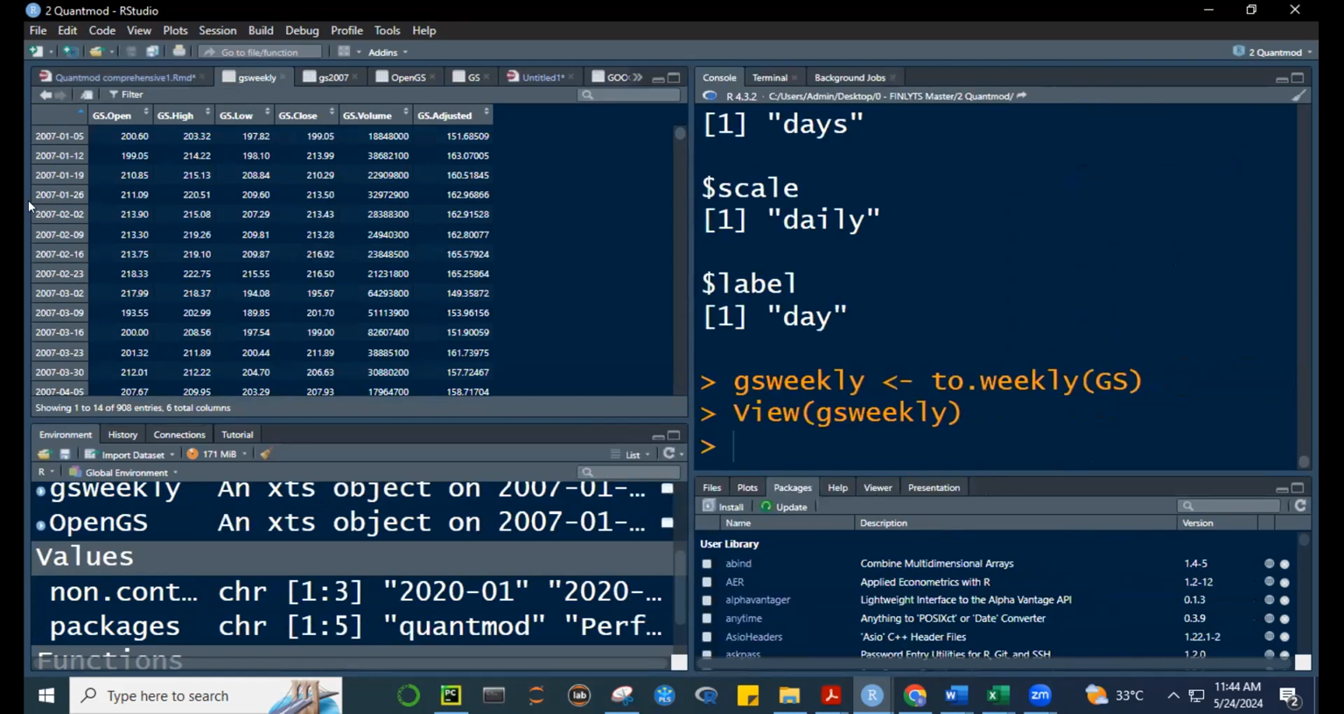Yeah, 2007, 01, 05. And then you notice that it's every 7 days. Just clarifying.